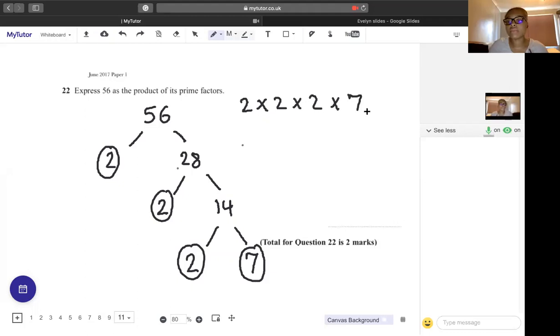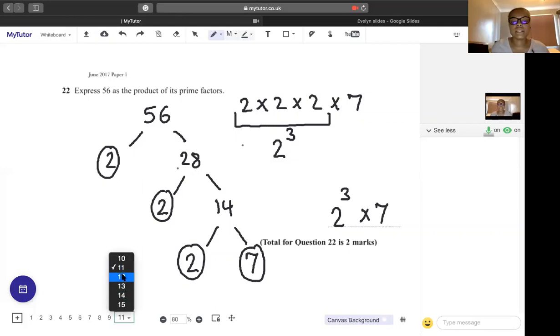So all the numbers that we've already circled, we just need to multiply them together, and that will give us the product of its prime factors. Now, one thing that we can also do is we've got 3 2's here. So we're timesing 2 3 times. So going back to what we looked at when we were looking at powers, we know that this is the same as saying 2 to the power of 3. So our final answer would be 2 cubed times 7. And that would be our answer to this question.